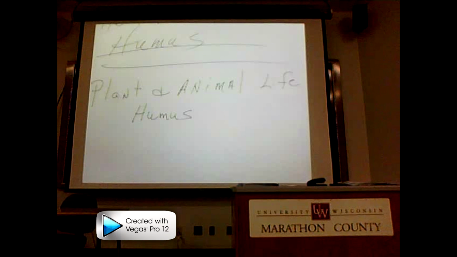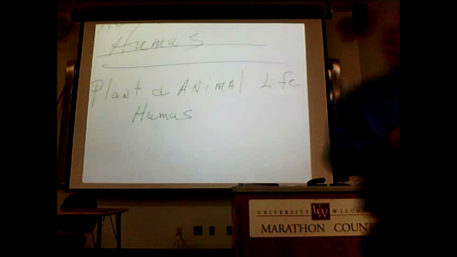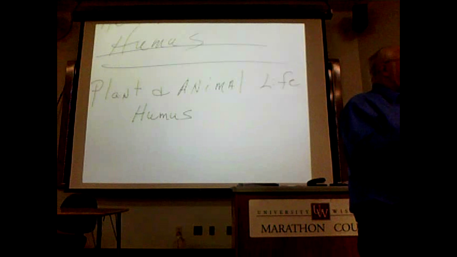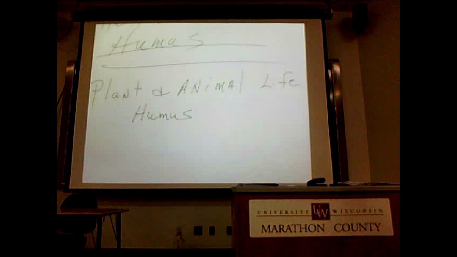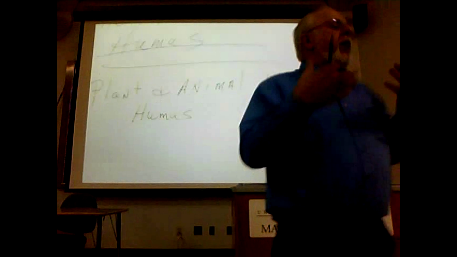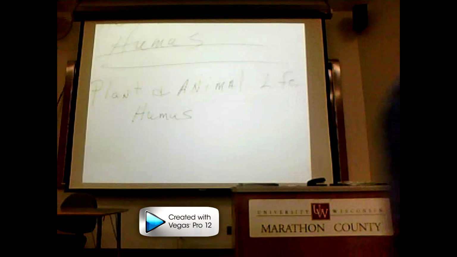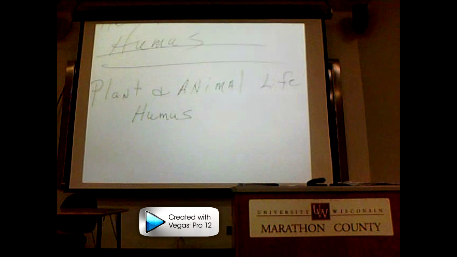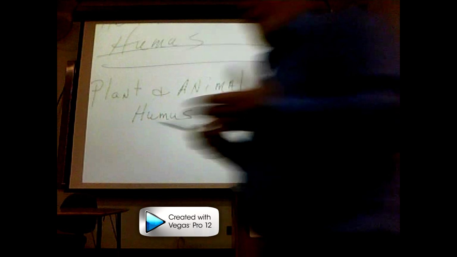Humus also creates a very weak acid in the soil that literally helps break down nutrients within the soil to make them available for plant use. So very weak acids, organic acids, are developed by the humus. These organic acids help break down mineral matter, and the mineral matter then becomes available for plant life.